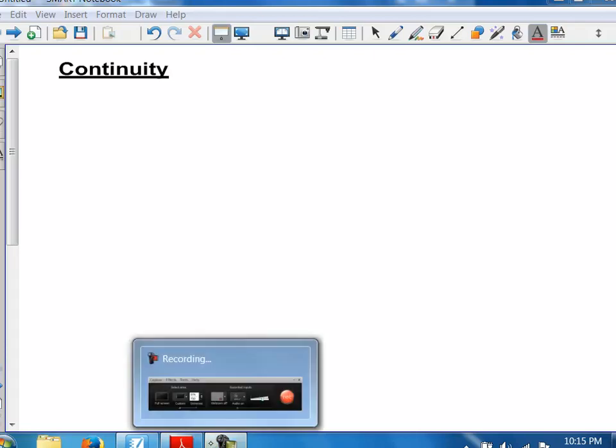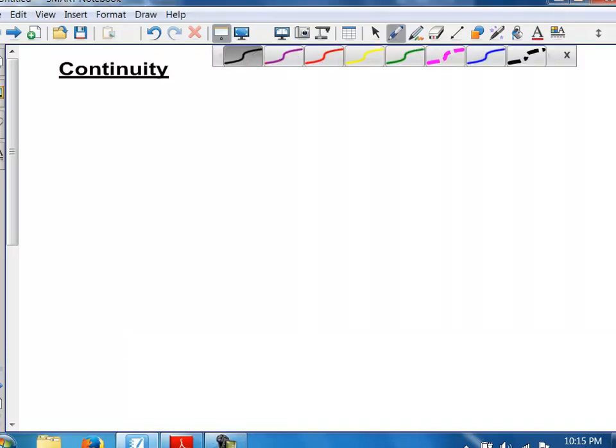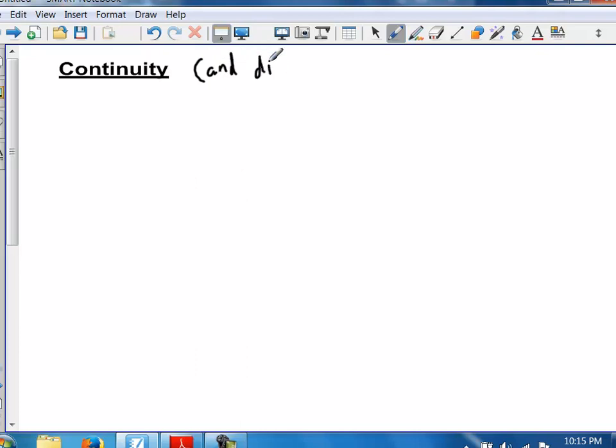Okay, so some of you guys were having difficulty with continuity, and so I figured I would go over the three types of discontinuity.